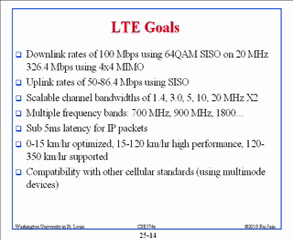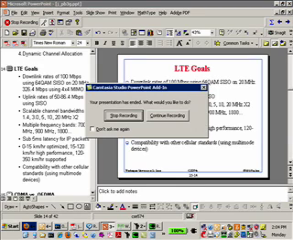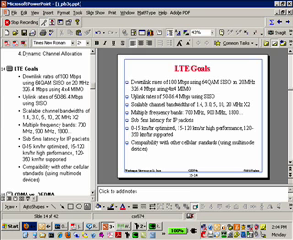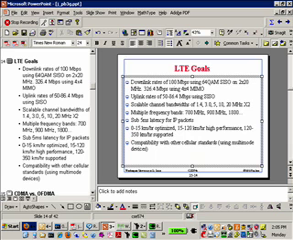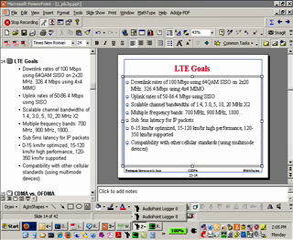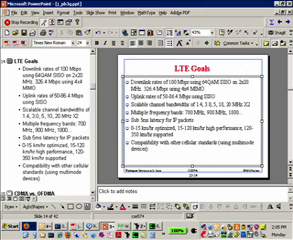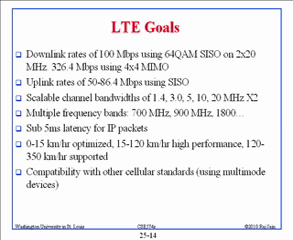You get 100 megabits using 64 QAM SISO on 20 megahertz, which is actually 40 megahertz. So I have to do 20 times 2 megahertz. And 326.4 megabits using 4x4 MIMO. Okay. Uplink rates of 50 to 80 megabits using SISO.